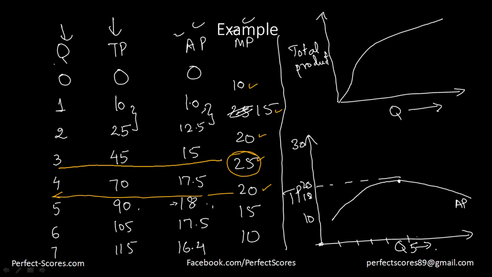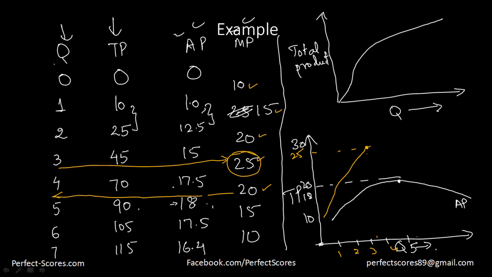So between 3 and 4, what is going to happen? Let's suppose this is 1, 2, 3, 4. Between 3 and 4 it is going to have its highest point, which is about 25. It starts from the same point, 10, and goes up till 25, and after that it starts to decrease.